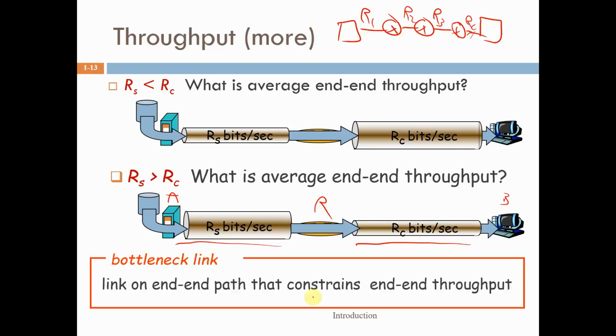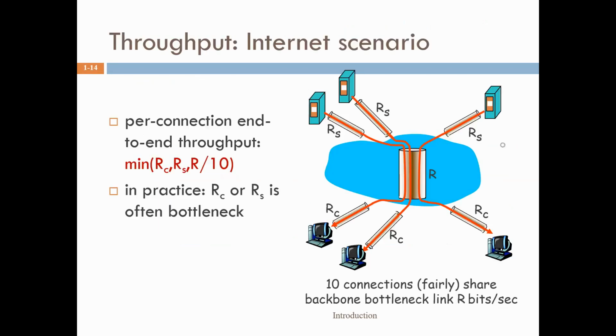So the link on the end-to-end path that constrains the end-to-end throughput is the bottleneck link. Okay, if you have a situation like that in the internet, for example, you have several clients here, A, B, and C, for example, sending data to three servers, D, E, and F. Each client is connected to a router R using a link that has rate RC bits per second, and each server is connected to the same router R with a link that has rate RS bits per second.